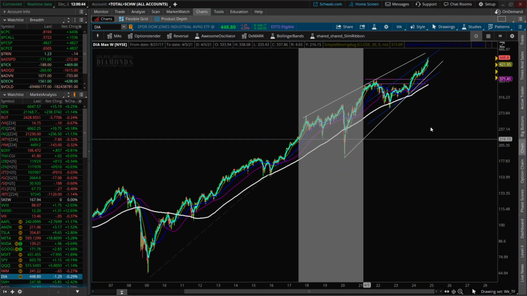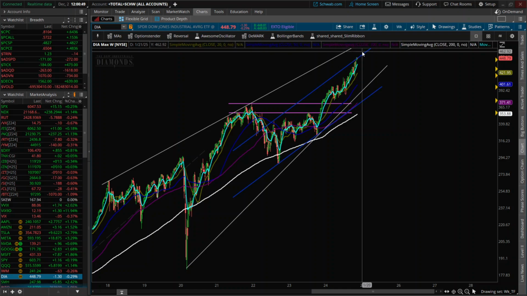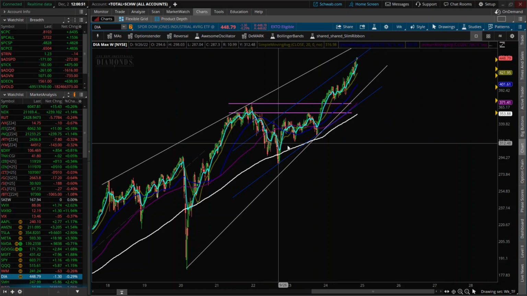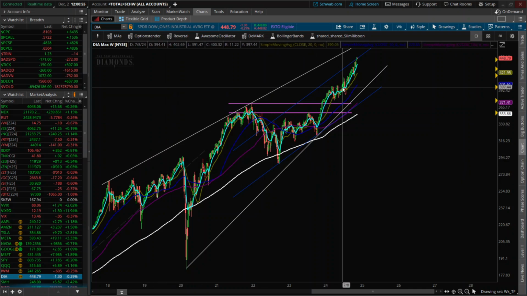DIA, kind of forming a wedge here. Can we get up there? Maybe, but I doubt it. We have this channel that we're starting to form here, and we're reversing off of that channel as well. And then we have some more trend lines on lower time frames.